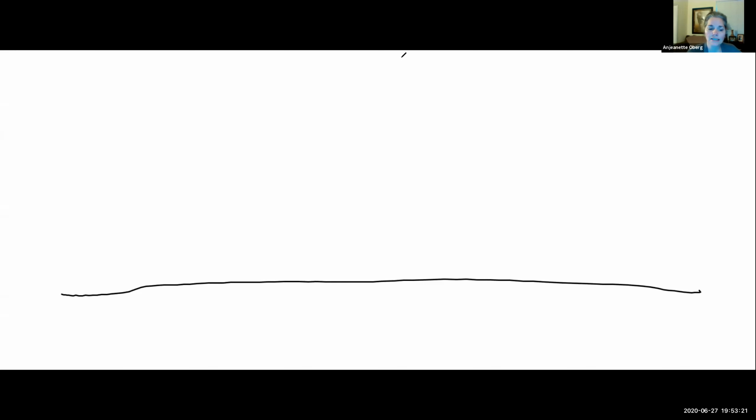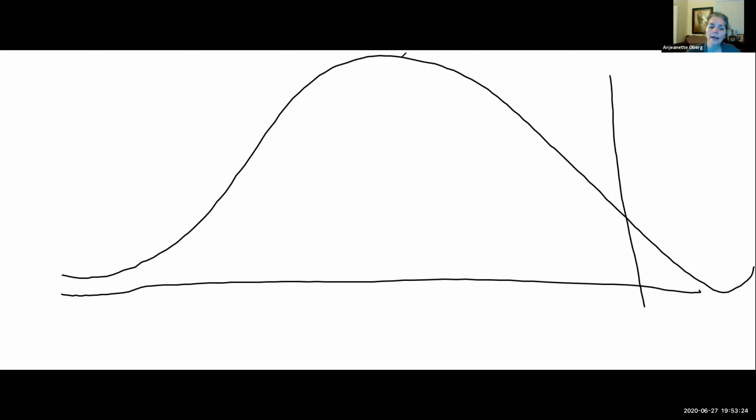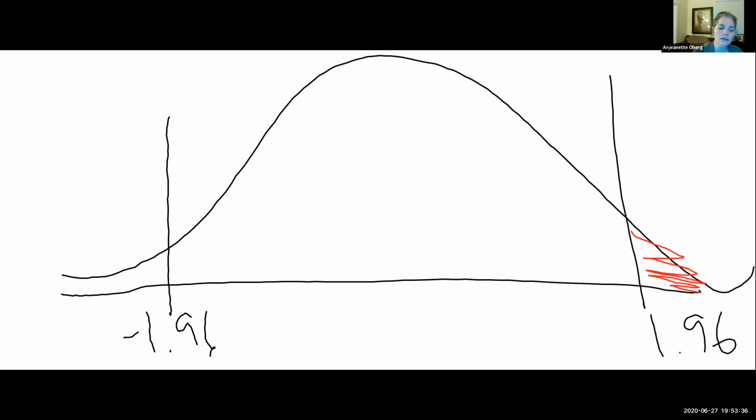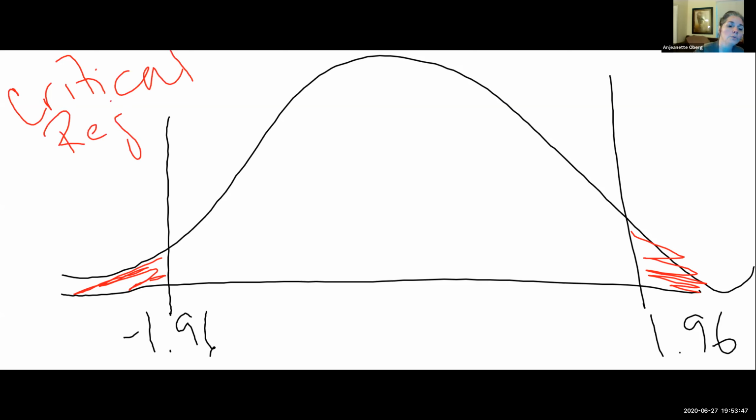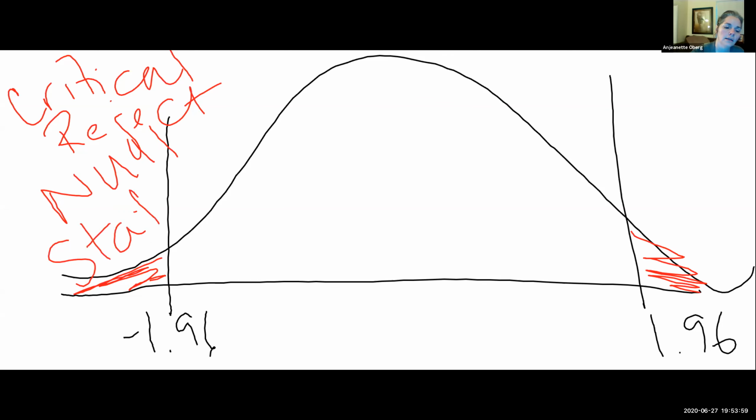But when we're talking about inferential statistics, and we're drawing a boundary here of negative 1.96 and positive 1.96, what we're saying is anything above 1.96 or below negative 1.96 is in what we call the critical region. Okay, I'm going to throw out some terminology. I'm just going to plant some seeds. If it's in the critical region, we reject the null. It's said to be statistically significant.